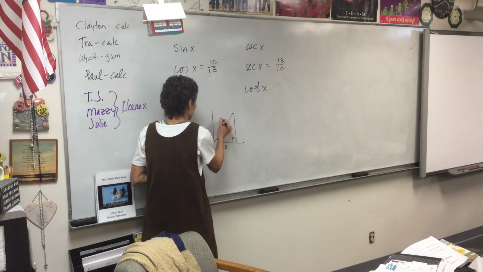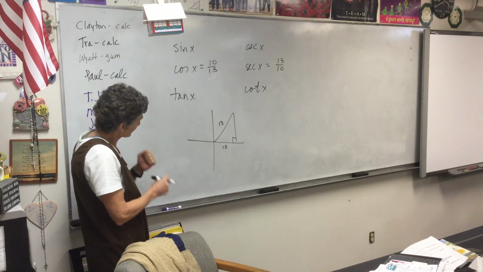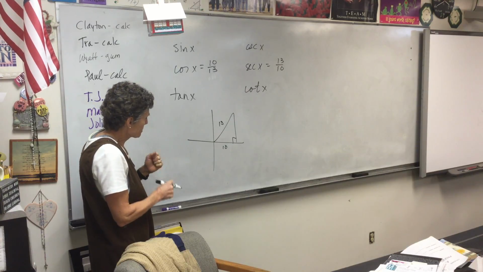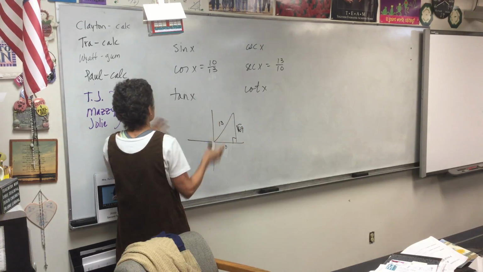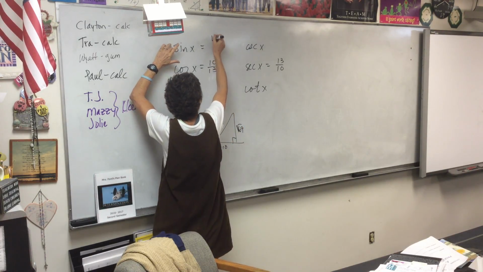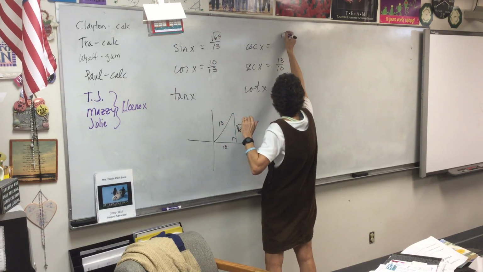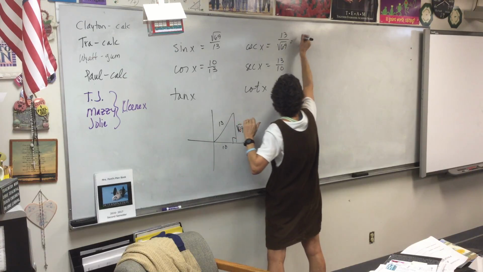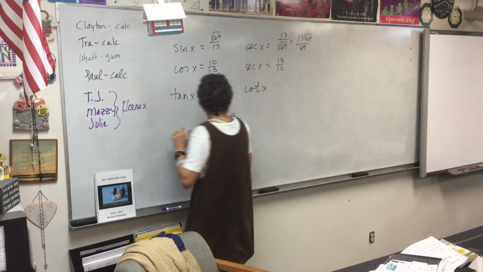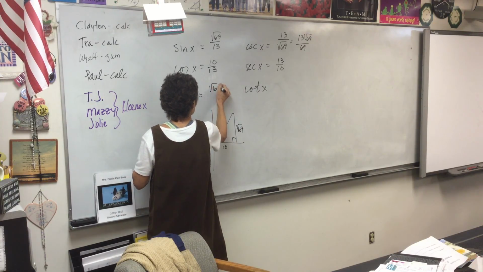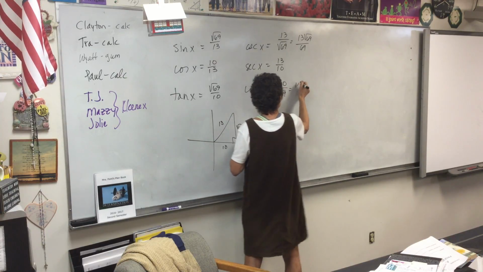That's the only place it can happen that I have a positive x and a positive y. So my cosine's 10/13, which means my other side would be square root of 69. So now I can fill in everything. The sine is root 69 over 13. So the cosecant is 13 over root 69. The tangent is root 69 over 10, so the cotangent is 10 over root 69.